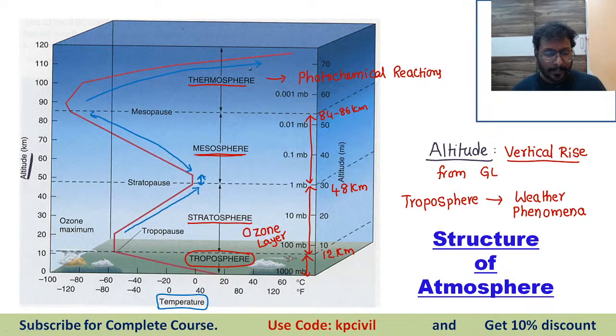In the four different zones of the atmosphere, in the troposphere with increase of altitude, temperature falls, clearly shown. In the stratosphere it goes on increasing, in the mesosphere it goes on decreasing, in the thermosphere it again goes on increasing. These are the four zones we have considered.